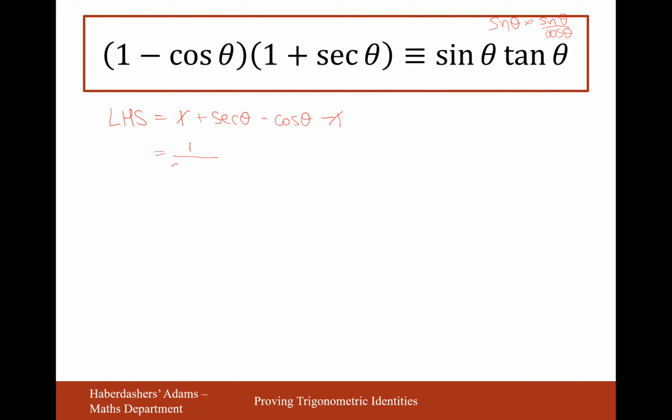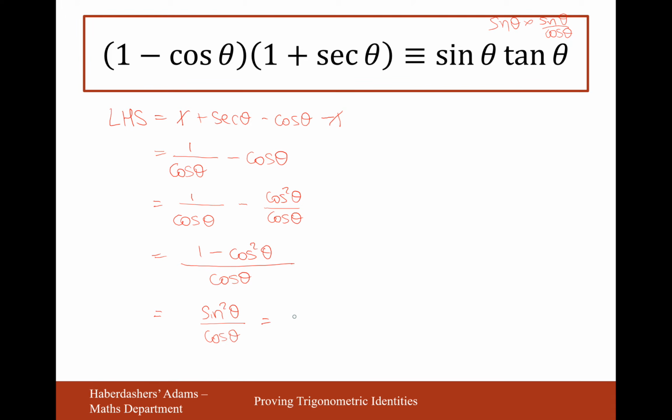Sec theta is 1 over cos theta. So let's now combine these fractions together by making sure we have a common denominator. So it's going to be 1 over cos minus cos squared over cos. Let's now put the two together now that we have a common denominator of cos on the bottom. So it's going to be 1 minus cos squared. And hopefully this is ringing alarm bells that 1 minus cos squared is equal to sine squared, by cos squared plus sine squared equals 1.